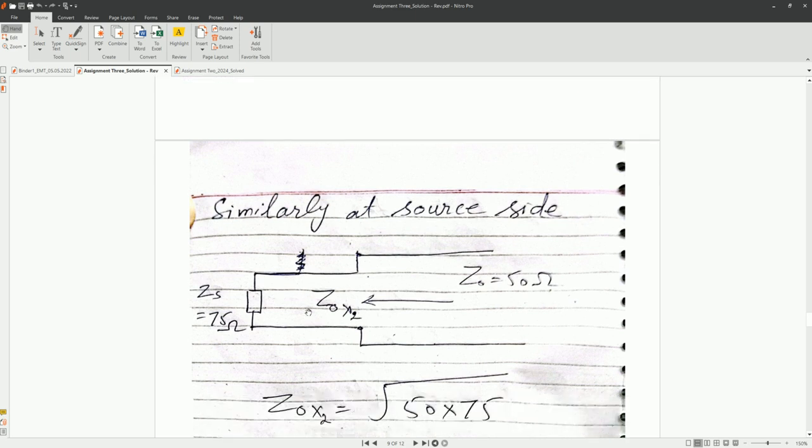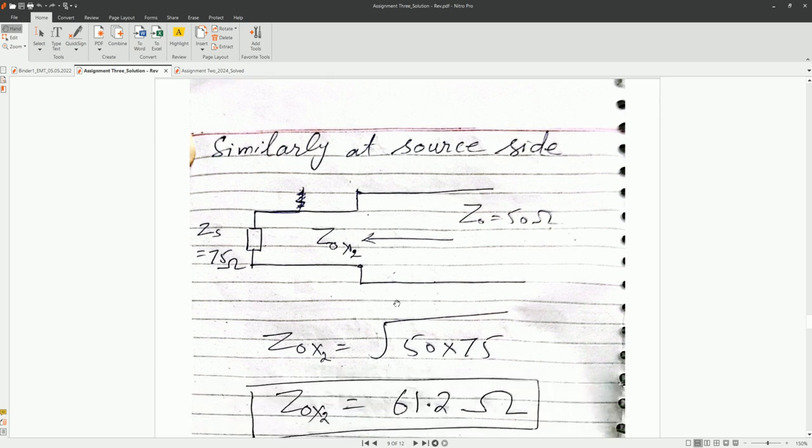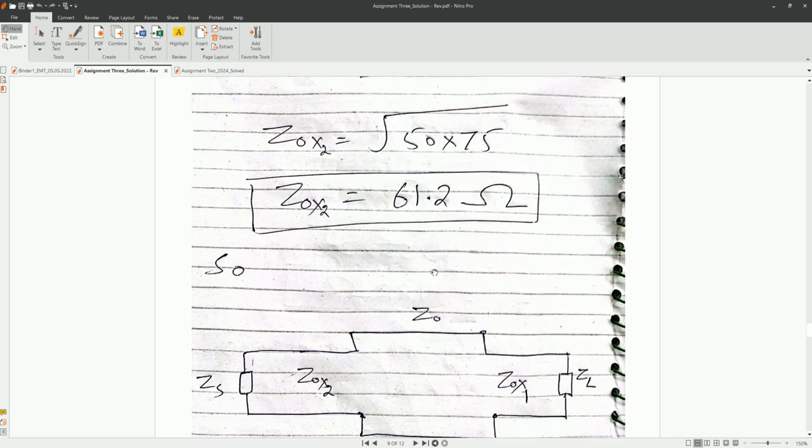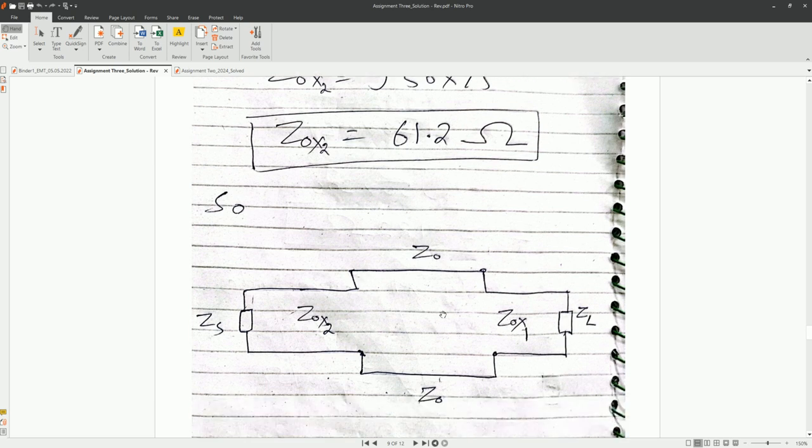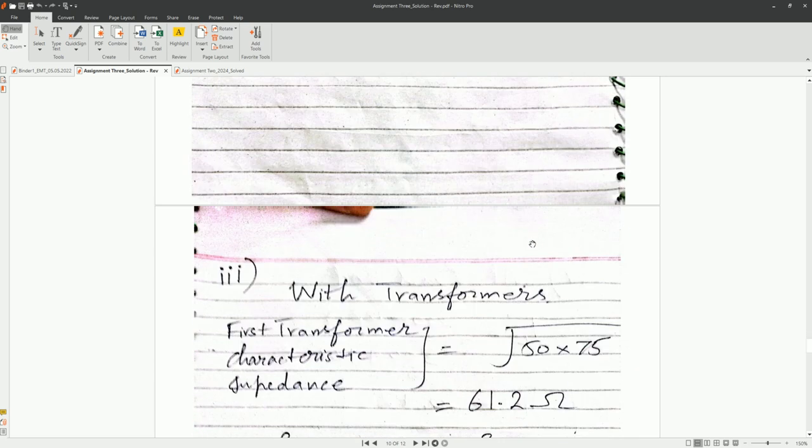Similarly, at the source end, this is the source and this is your characteristic impedance, so it will be this multiplied by this under the square root. It will be 61.2 ohm. Okay, this is your Z0. Here we will have ZX1 and ZX2. This will be around 122, and this will be 61.2 ohm. So this circuit will serve well for the impedance matching.